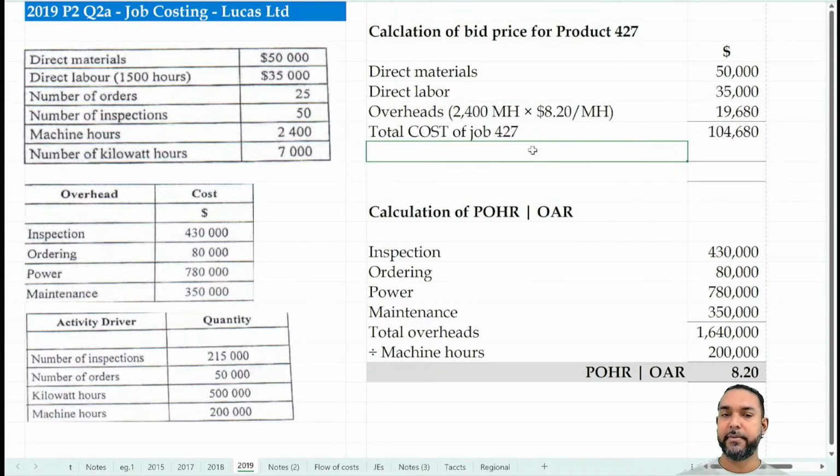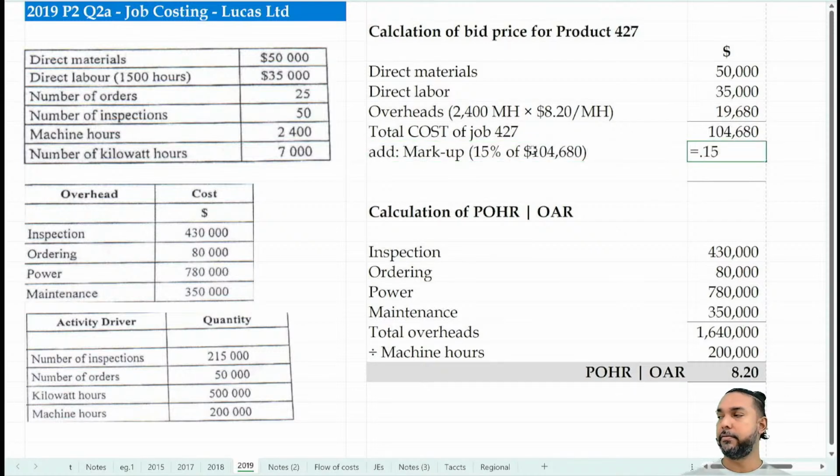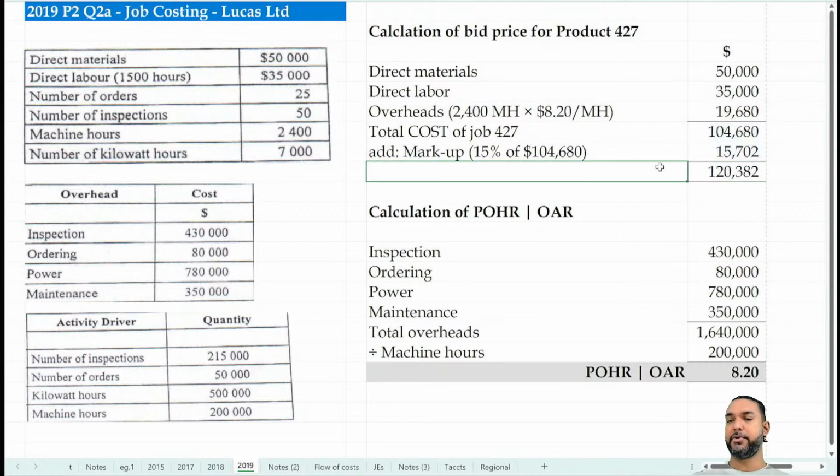Right, and from that, we're going to have to add the markup, which is 15% of the same 104,680. Right, so equal to 0.15 multiplied by this. Right, and we add those two things together, and we have 120,382. Right, and this is the bid price for job 427.